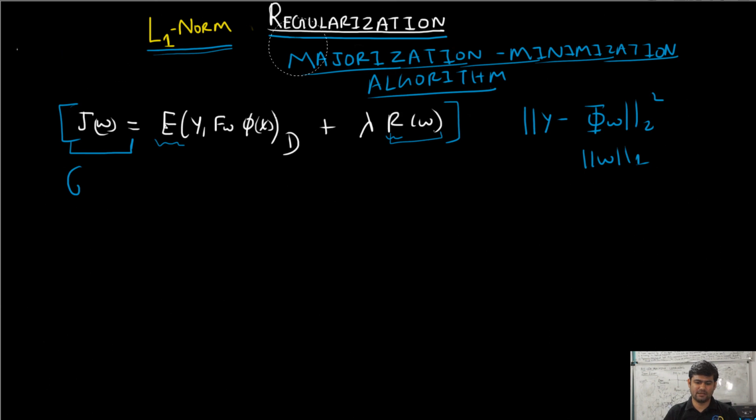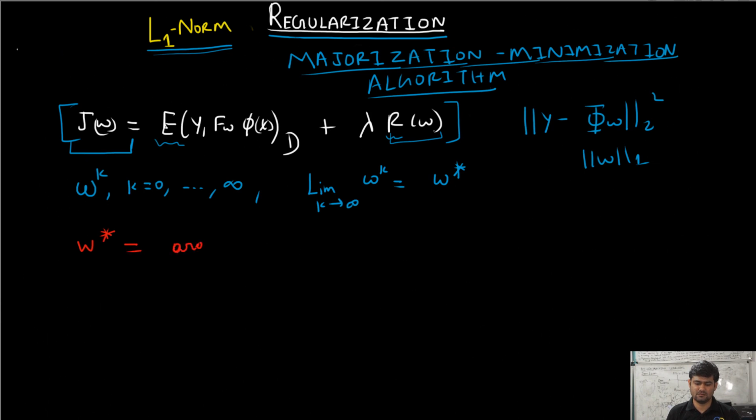So the majorization minimization algorithm will generate a sequence of vectors w_k for k equal to 0 to infinity, such that the limit as k tends to infinity of w_k is w star, where w star is equal to the argmin over w of J of w. This is what the majorization minimization algorithm does in a nutshell.